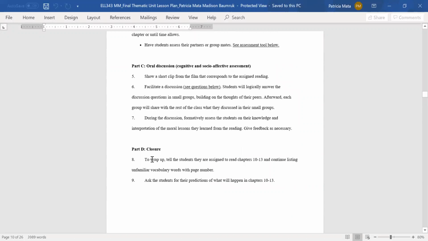And then to wrap up, the teacher should tell the students that they are assigned to read chapters 10 through 13 as their homework and continue listing unfamiliar vocabulary words as they're reading, with a page number. And then you could even ask the students for their predictions of what will happen in chapters 10 through 13. You could ask them either to share that verbally or to write it down as homework, but that's up to you.